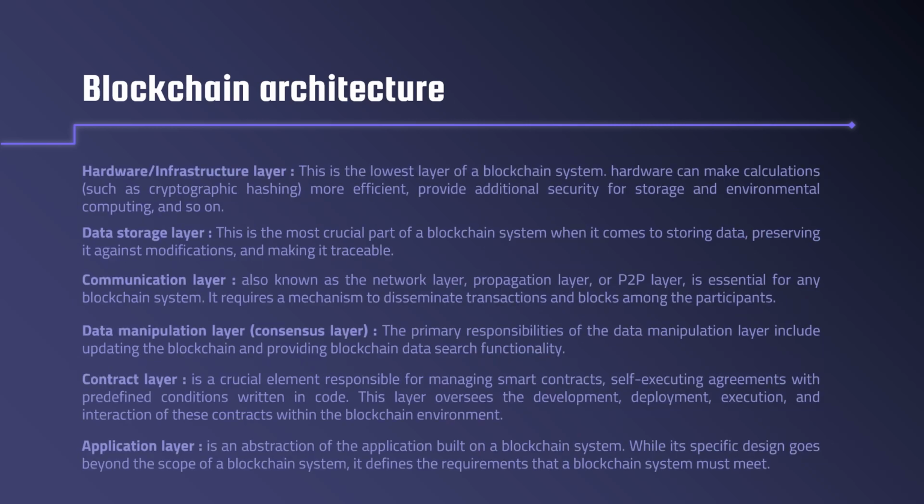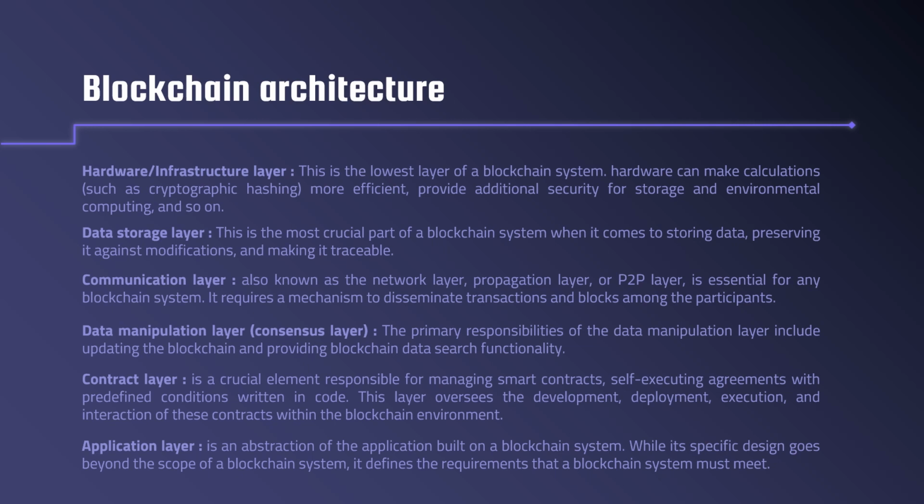Hardware layer. This is the lowest layer of a blockchain system. Hardware can make calculations such as cryptographic hashing more efficient, and provide additional security for storage and environmental computing, and so on. This layer is nothing more than a vast network of devices communicating and exchanging data among themselves. In fact, this is how a distributed ledger was born.